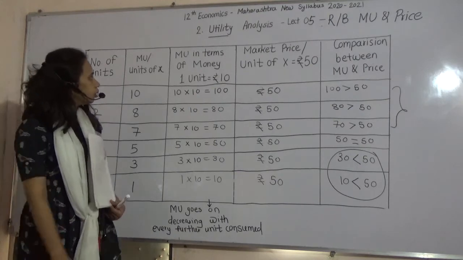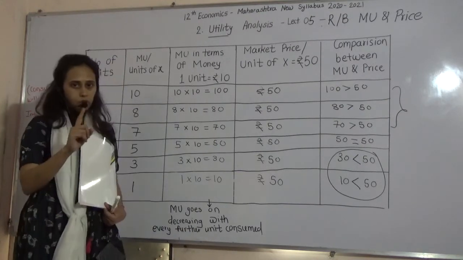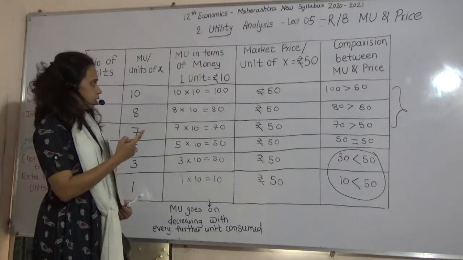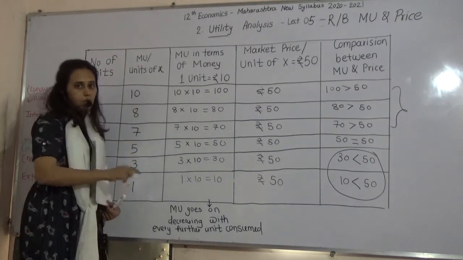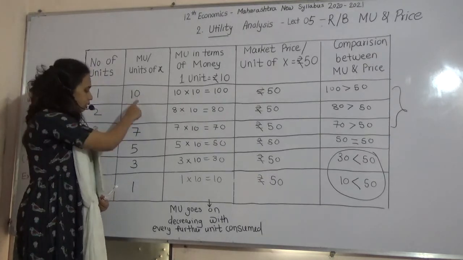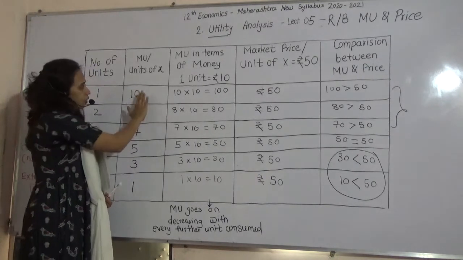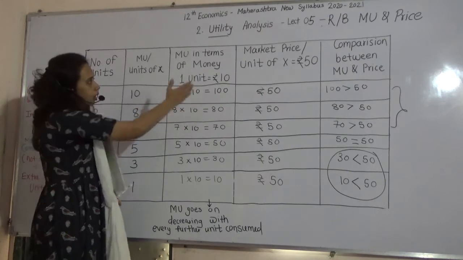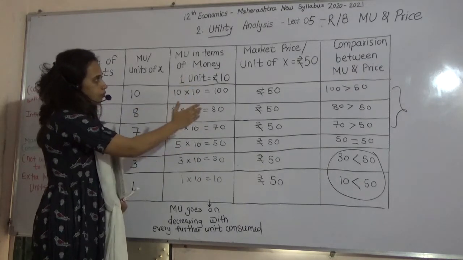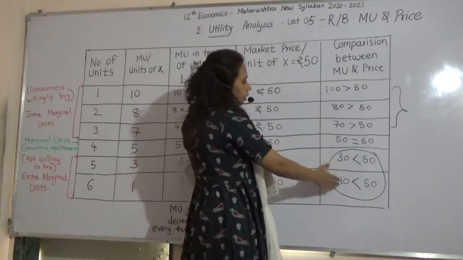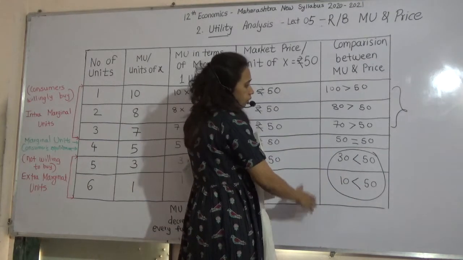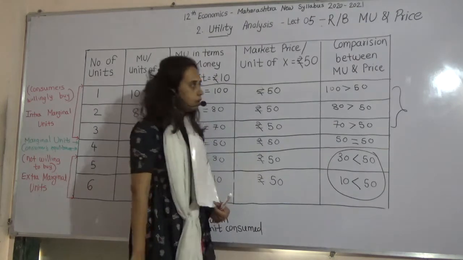Then MU in terms of money, 1 unit is equivalent to 10. So I have converted all these MU units. This is an assumed figure. Remember students, these are assumed figures. We have just converted everything in terms of price. Then we have compared it with market price, and then this column has helped us to take the decision.